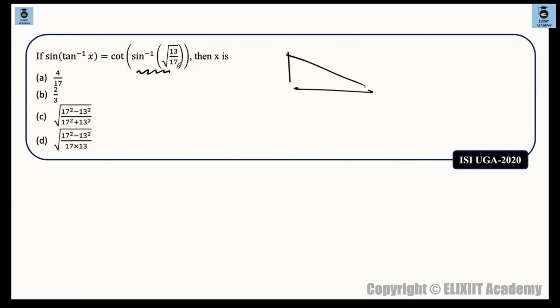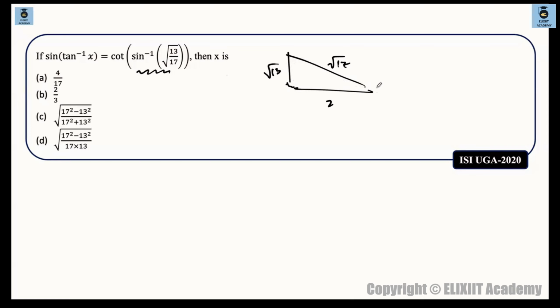ये है √13/17. फाइन. माने साइन इनवर्स means this is √13 and this is √17. है कि नहीं? मानते हो ना? Perpendicular by hypotenuse. So √13 and √17. तो base is how much? I think base is 2, right? Base is 2.